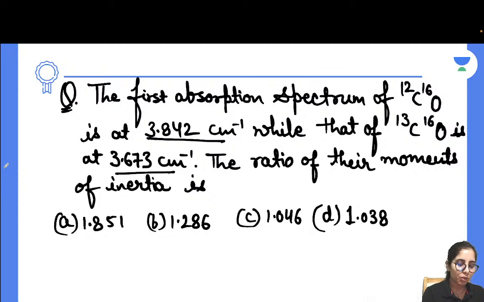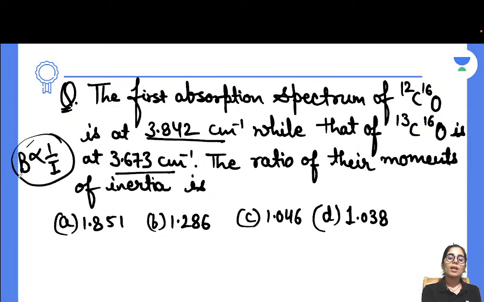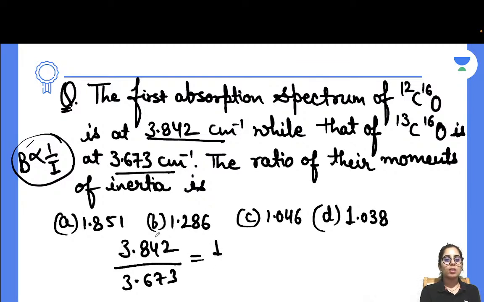Okay, that's going to be our value of b. So b is inversely proportional to I. In that case, what will happen? If you take these ratios, you will have to take the reciprocal of I's on the other side. So 3.842, 3.673, and then you have written the absorption spectrum, the ratios of these two, 1 upon 2, but your moment of inertia will be inverse, I2 over I1.